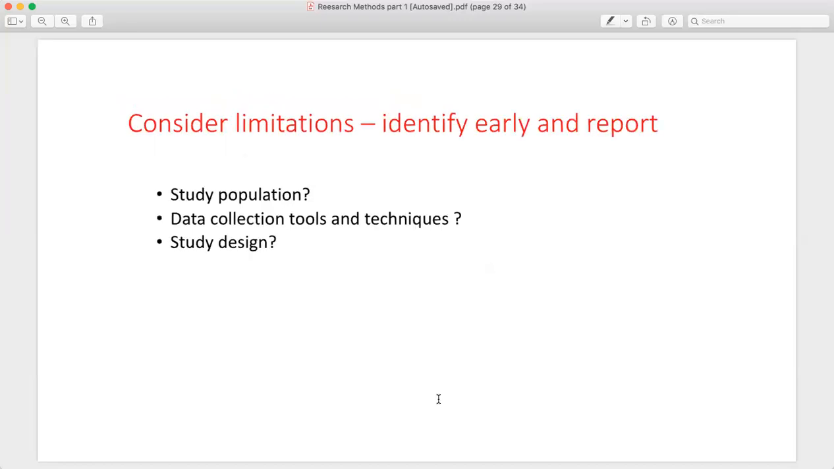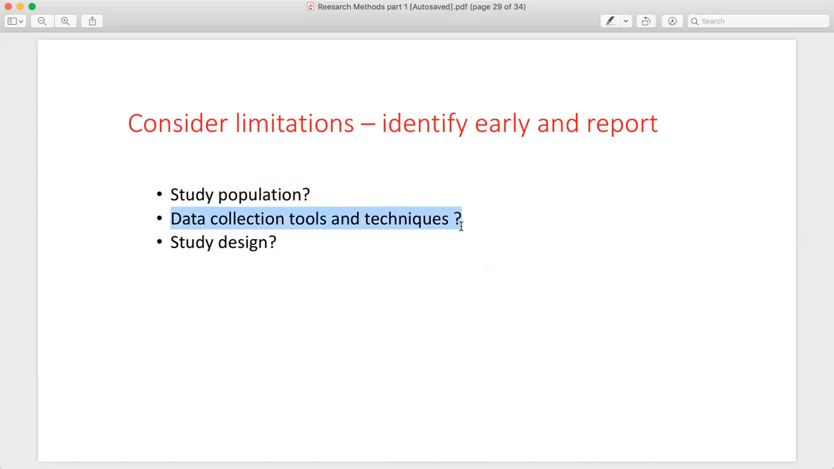Always identify your limitations and report them early. Limitations in terms of study population: whether or not your study can be generalized to which kind of population. If you are doing a study in an urban population, then you might want to specify that this study has been conducted in an urban setting and may not be generalizable to a rural population.